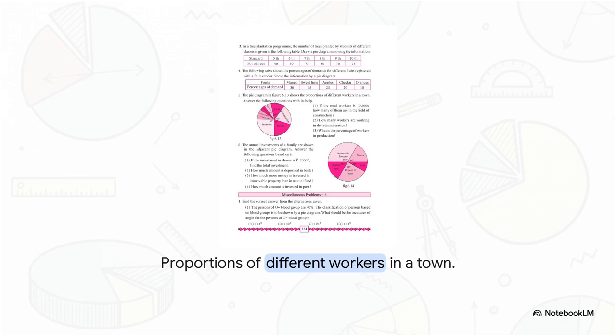So, to find the final answer, we simply calculate 1/5 of our total 10,000 workers. 10,000 divided by 5 equals 2,000. So, there are precisely 2,000 construction workers. Do you see how beautifully the logic flows? By understanding central angles, you aren't just looking at a pretty picture anymore. You are unlocking the exact numerical truths hidden within the data.